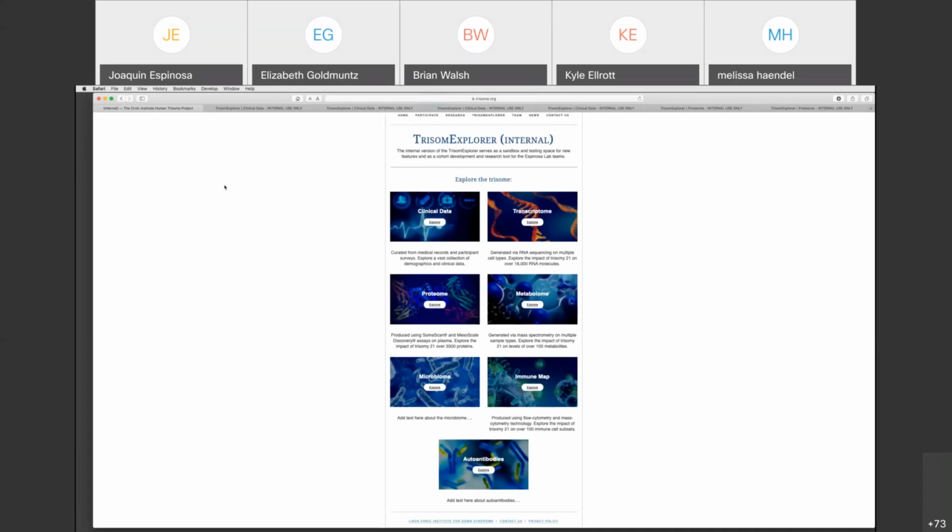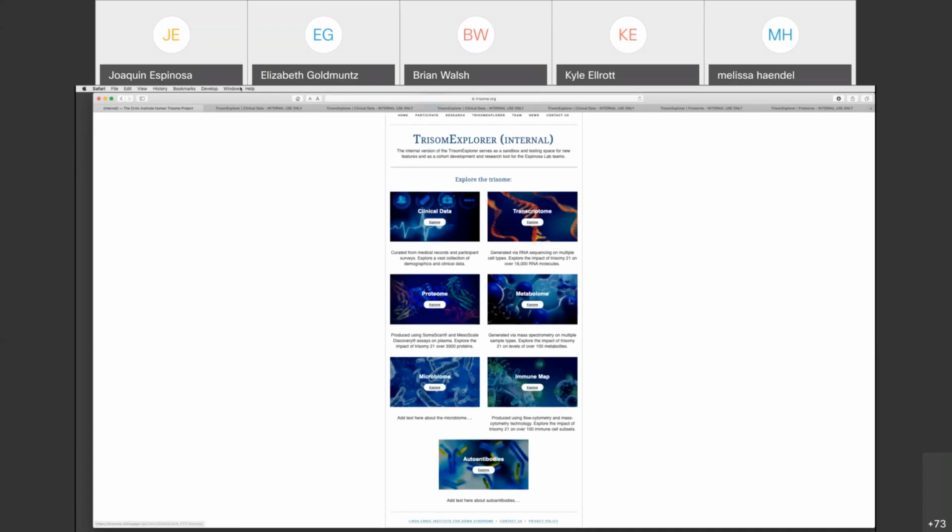Now, I'm looking at the internal version, the one that is not live, the one that we use here with the team, where we upload the data first, curate it, analyze it, make sure it's not full of bugs, and then we put it into the public version. But right now at home, you can play with this. You will have a couple fewer dashboards. You won't have the microbiome and the autoantibodies, but you will have all the other dashboards.